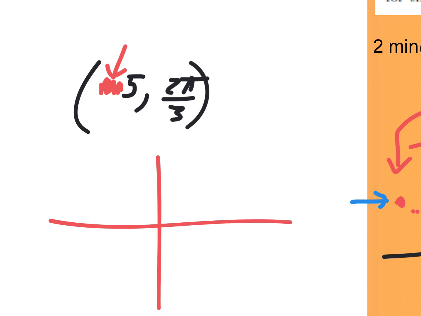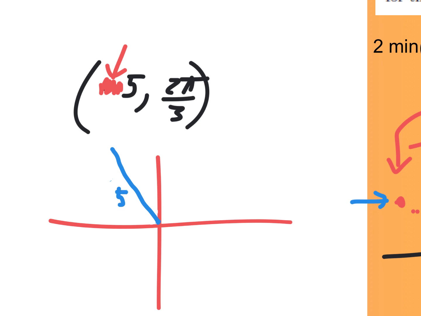So where is positive 5 comma 2 pi over 3? Well, then I go to normal 2 pi over 3. Where is that? That's like here. I made that look too much like it was a 45-degree angle. I think it's more like that. Okay, so that's about where 2 pi over 3 is. And then this is 5.